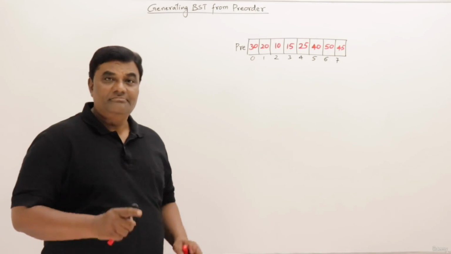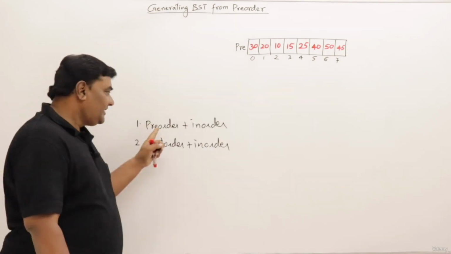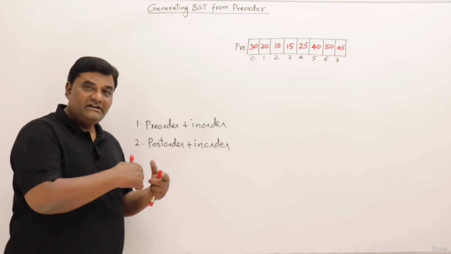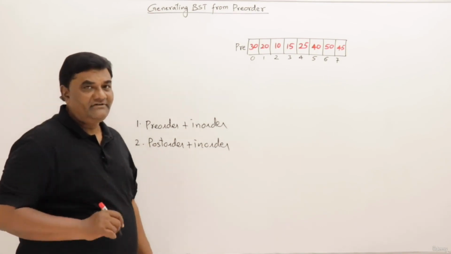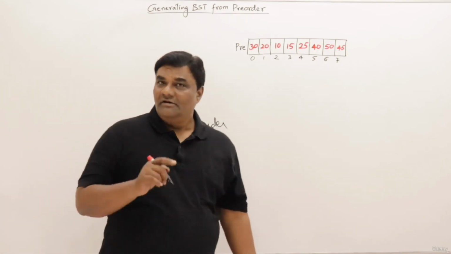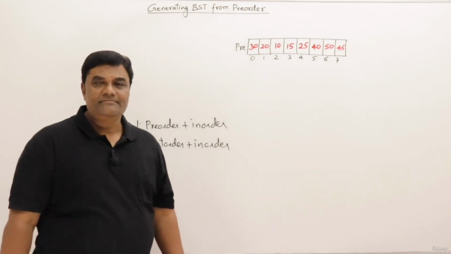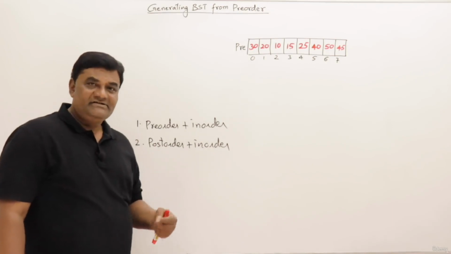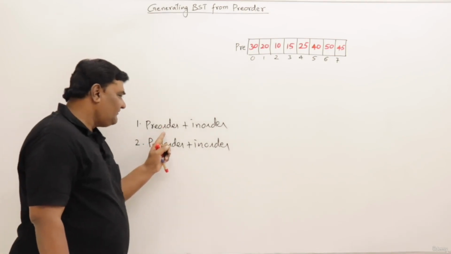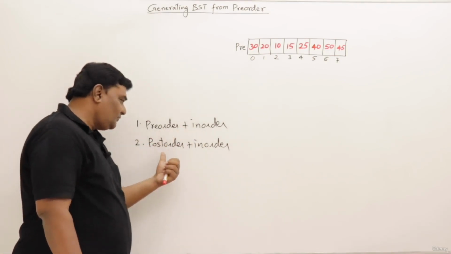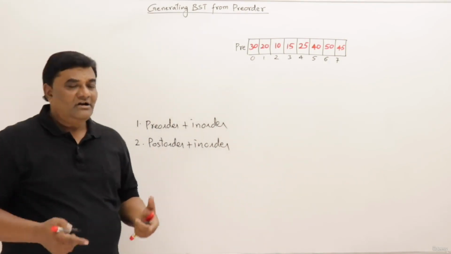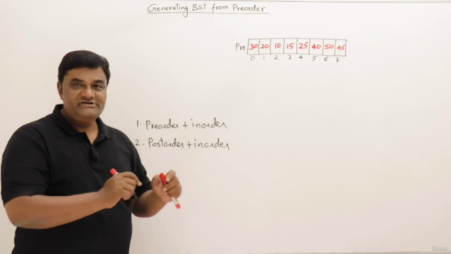one of the traversals must be in-order. Pre-order plus in-order or post-order plus in-order. Any one of these combinations must be given, then only we can generate a binary tree. Now coming back to binary search tree. For generating a binary search tree, if we have pre-order and in-order or post-order and in-order, then we can generate a binary search tree also by following that same old procedure.